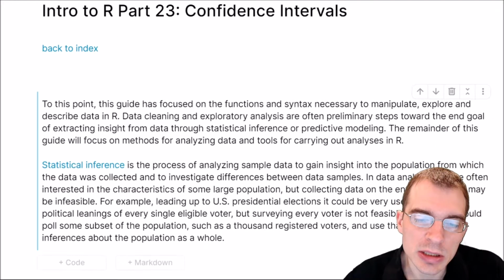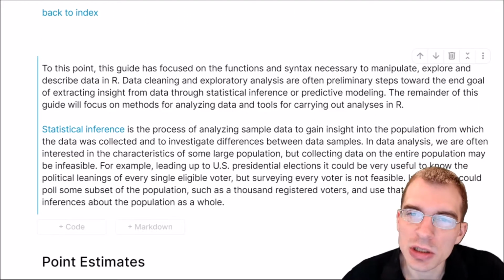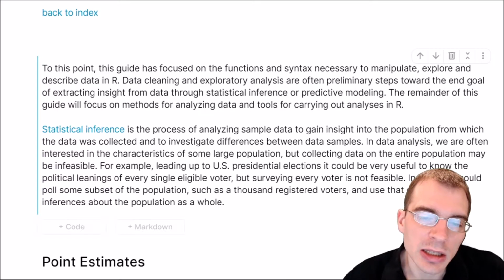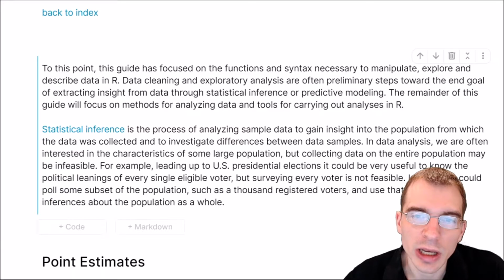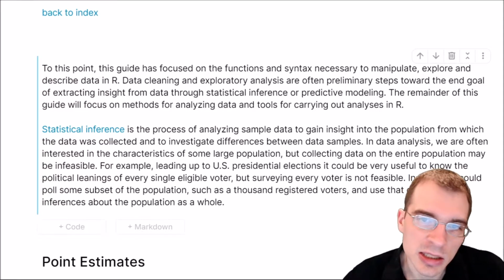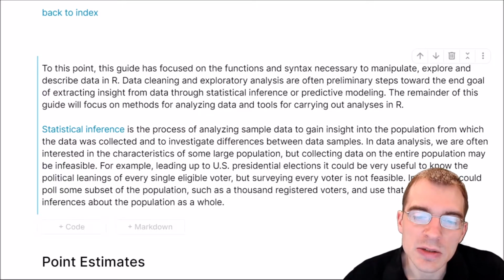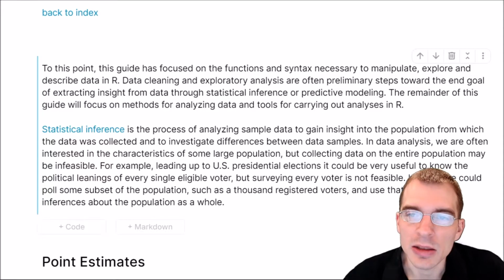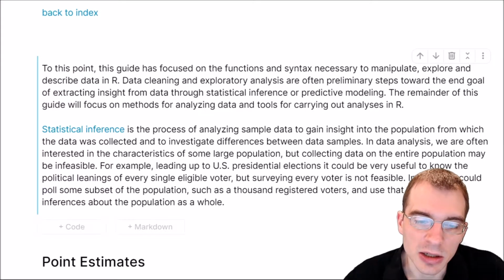Now, to this point, this guide has focused on the functions and syntax necessary to manipulate and explore data in R. Data cleaning and exploratory analysis are usually preliminary steps toward the end goal of extracting insight from data through things like statistical inference and predictive modeling. So the remainder of this guide, this video, and all the ones that are going to come after it, are going to focus on methods for analyzing data and the tools for doing those analyses in R.